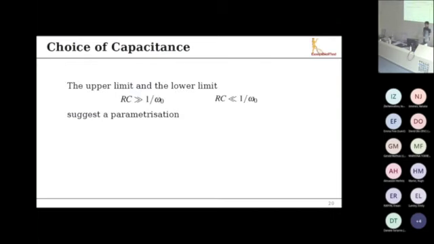All in all, the upper limit and the lower limit suggest a parameterization for the capacitance, which is this formula. You can see another scaling factor, gamma RC, is introduced here, and the resistance is put on the right-hand side because it's given by the previous parameterization.